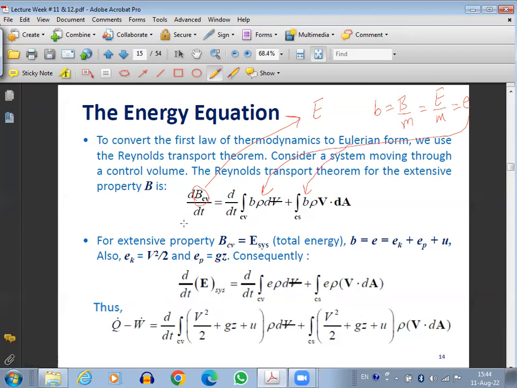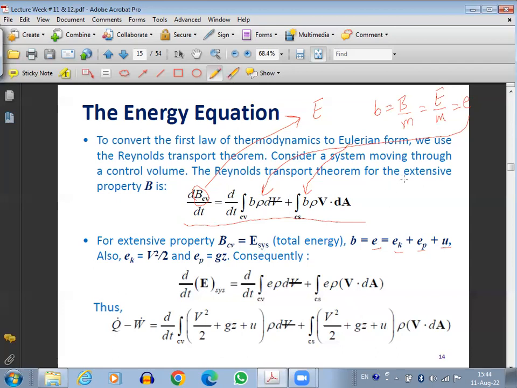Otherwise this is the same equation, the Reynolds transport theorem, that we are now going to apply over the energy. So if we apply it over the energy, now we are talking about the specific energy. We have already discussed there are various forms of energy, but the three most usable forms, which you have studied in thermodynamics, are the kinetic energy, potential energy, and internal energy of any fluid. So we can write e as ek, the specific kinetic energy, plus ep, the specific potential energy, plus u, the internal energy.